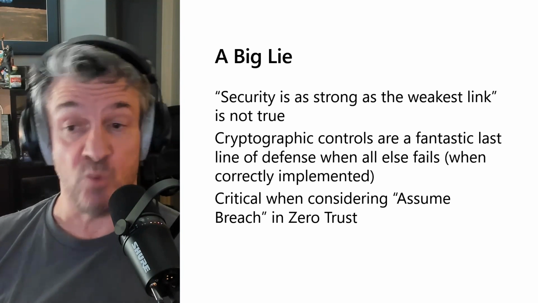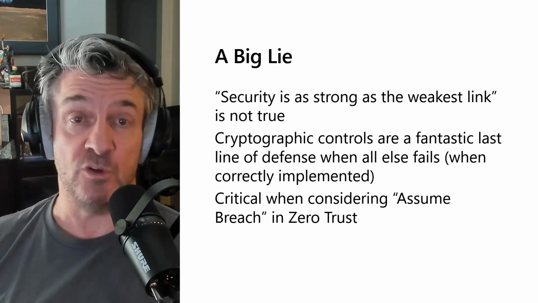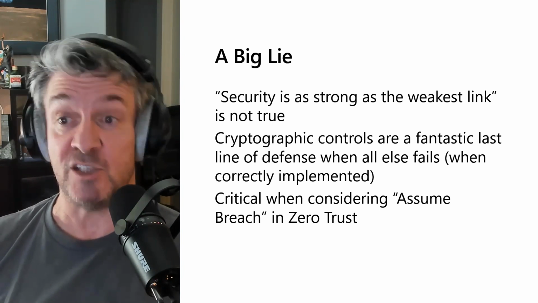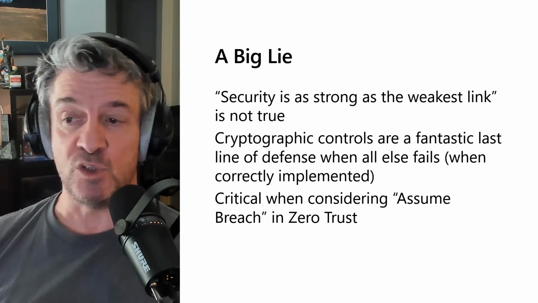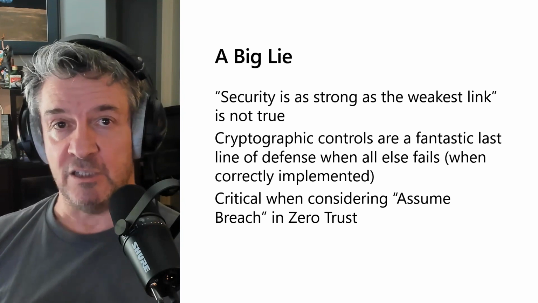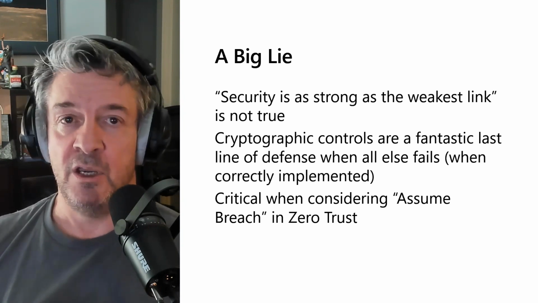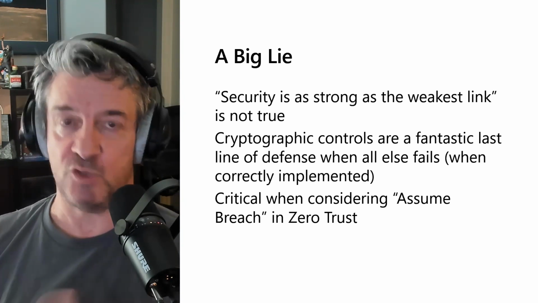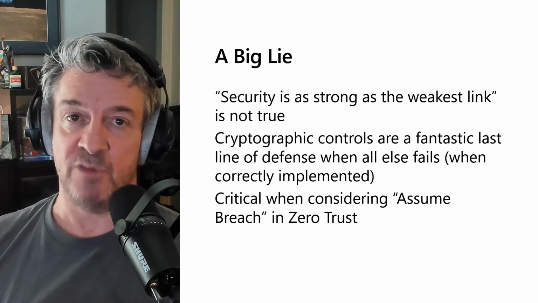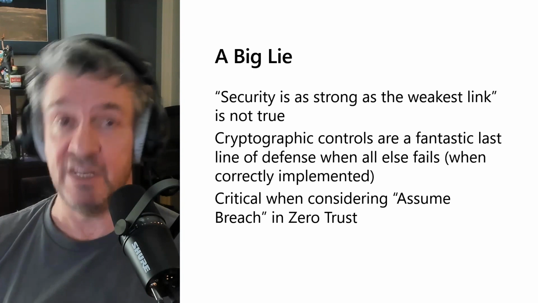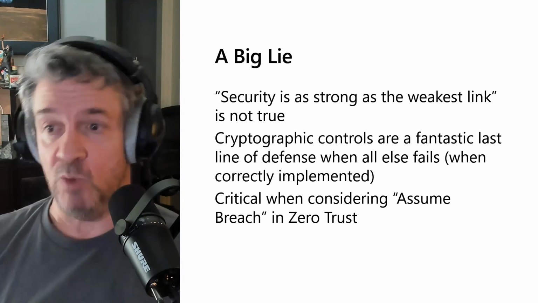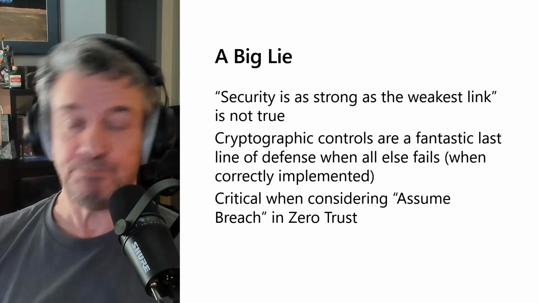And this is one of the reasons why controls like this are often referred to as compensating controls, because they're there to compensate for weaknesses elsewhere in the environment. And this is also really important when you're looking at zero trust, assume breach, right? So assume breach, the system is completely destroyed. What other controls do we have that come into play? And again, well-designed cryptographic controls are a magnificent last line of defense when the whole system is completely destroyed.